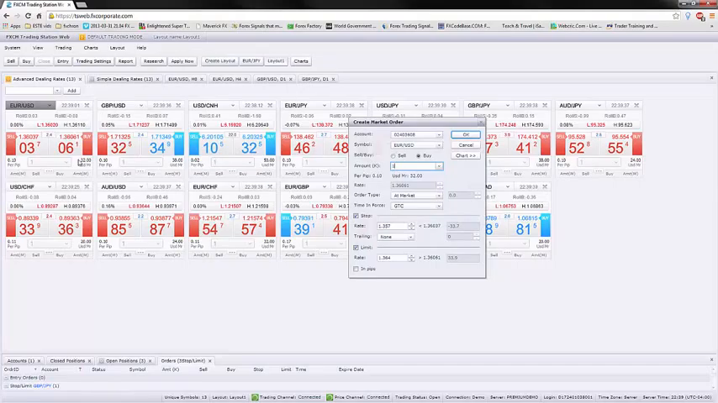You go on the advanced dealing rates, you click on buy or sell, and then it opens up this box for create market order.